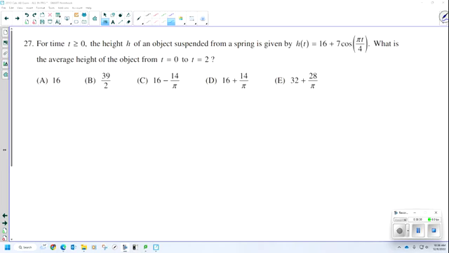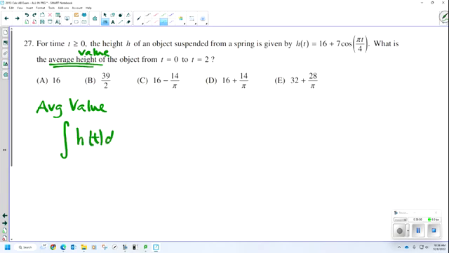Here's what has to jump out at you. The average height. Height is not a rate. That is just a value, which means we're really just finding the average value. And the average value is when I integrate a function, in this case h of t, from some bounds a to b. But if it's the average value, I need to multiply that times 1 over the difference of those bounds. That is the average value theorem.